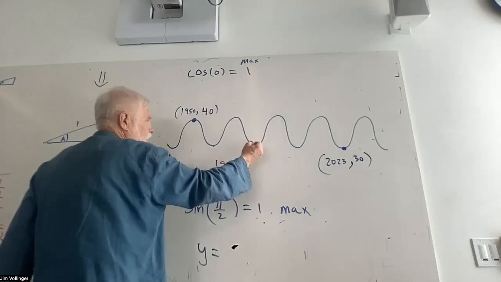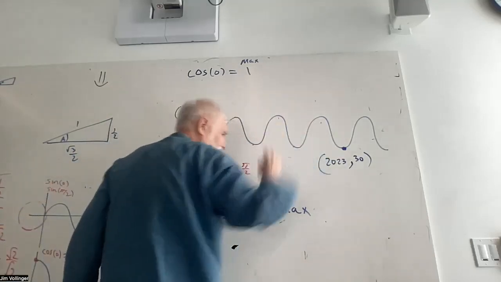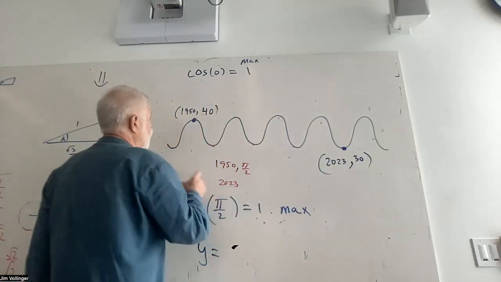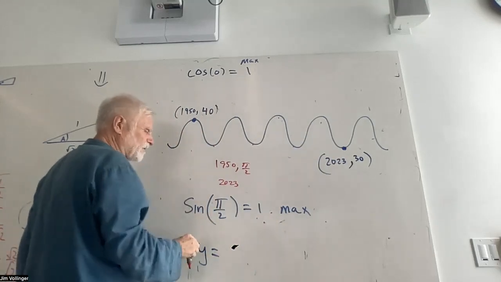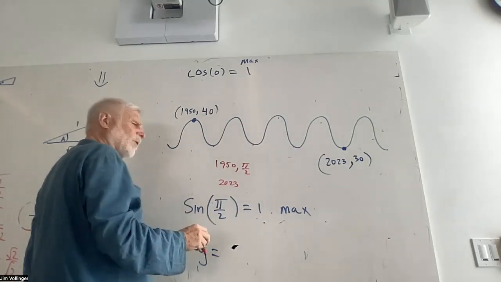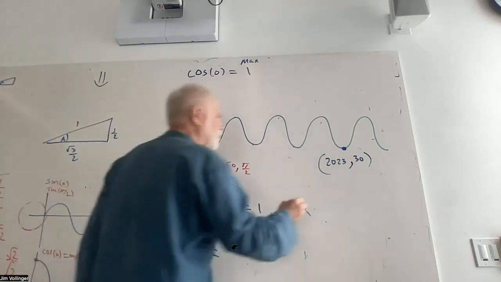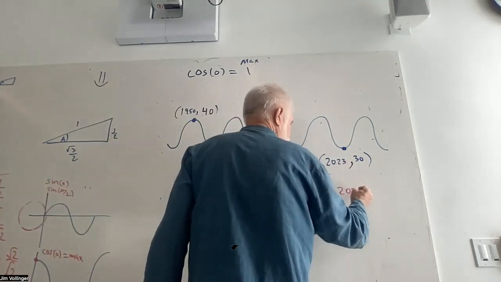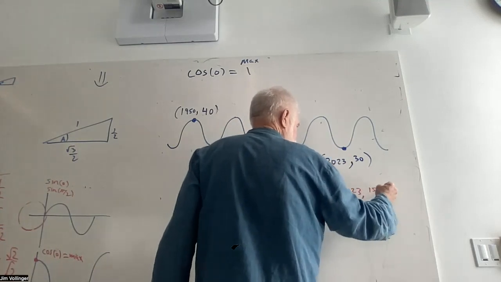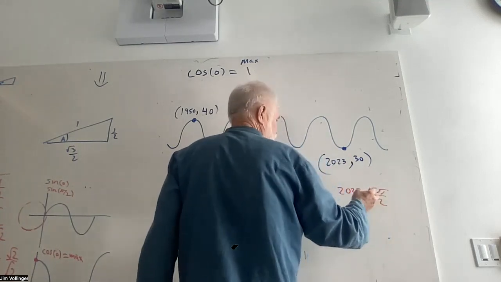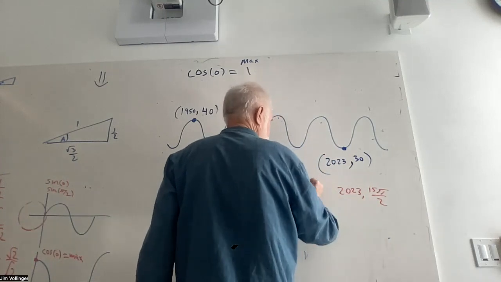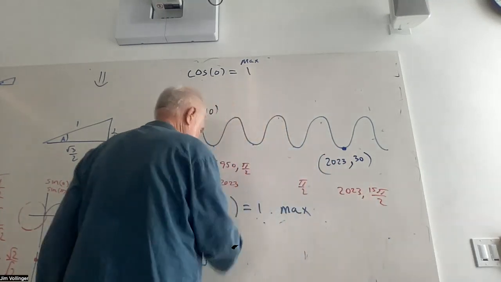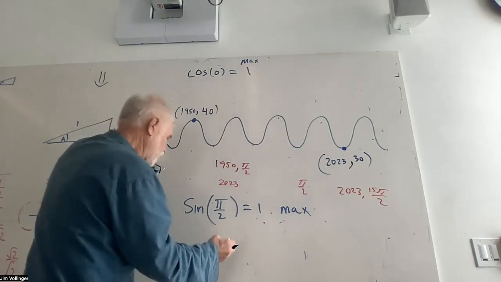So 1 pi, 2 pi, 3, 4, 5, 6, 7 pi. So therefore, this is 7 pi plus pi over 2, which is 14 pi, I believe. So this is 15 pi over 2, I believe. 2023 is 15 pi over 2, which is 7 pi units from pi over 2. All right, so let's get the equation here, and then I'll let these students come in for their class.